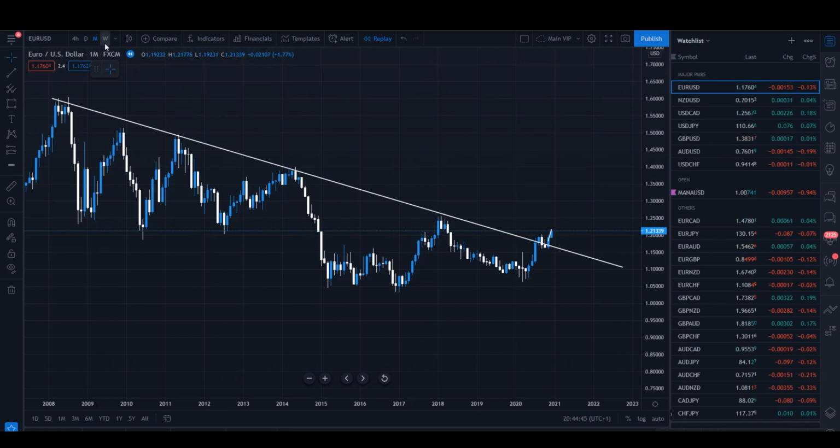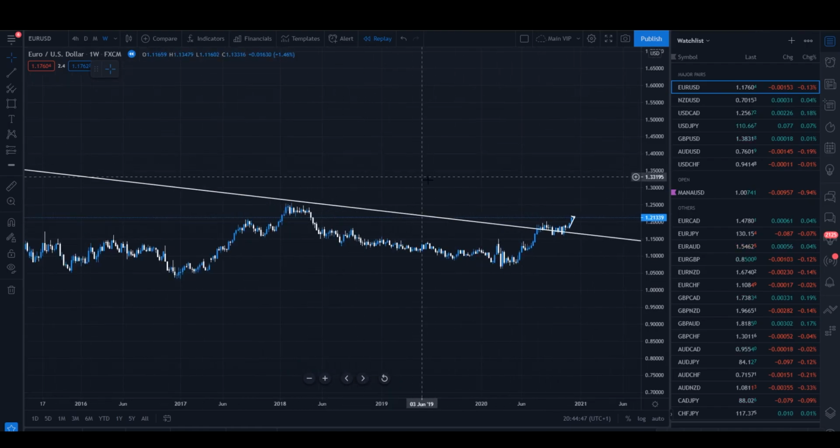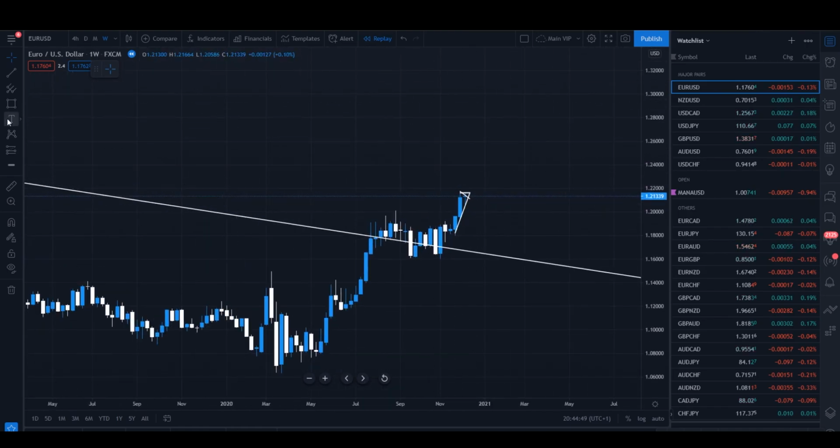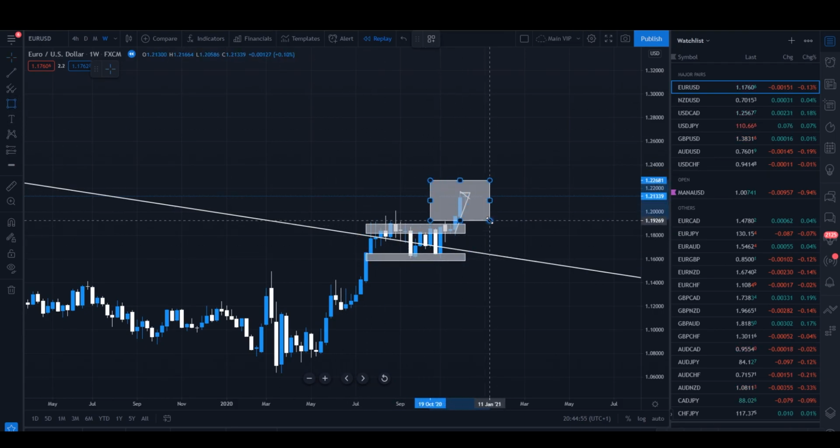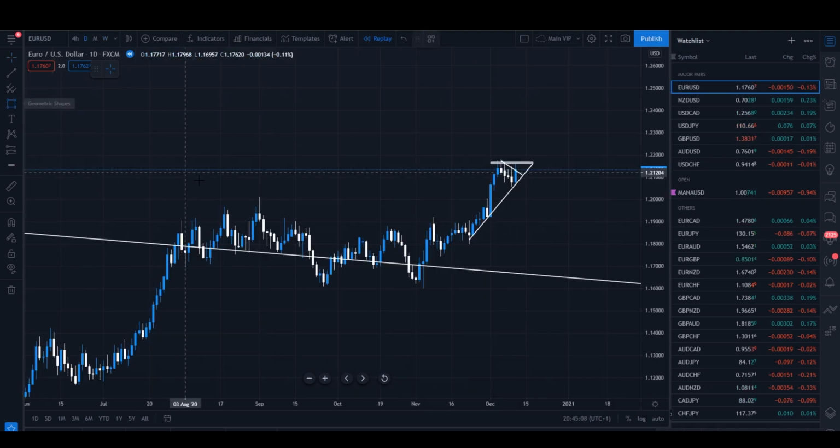So we have this downtrend, and on the weekly time frame it's the same thing, just more candlesticks. We can see a nice consolidation phase over here. After this consolidation, it broke towards the upside just over here. The daily time frame suggests the same thing.